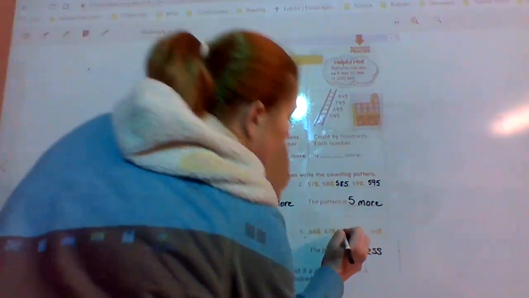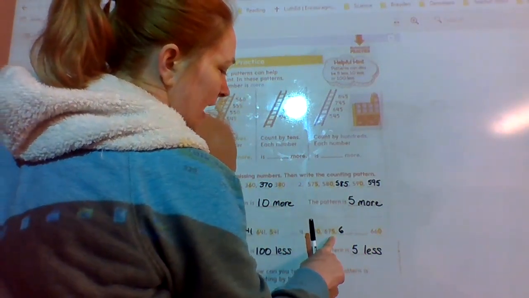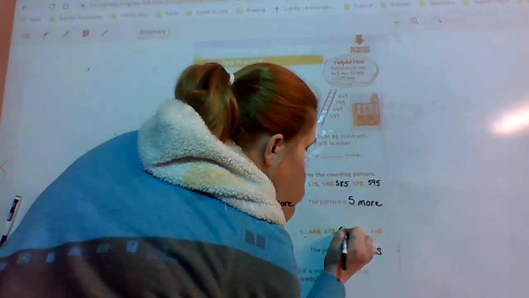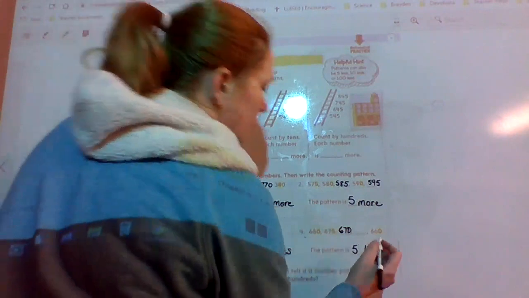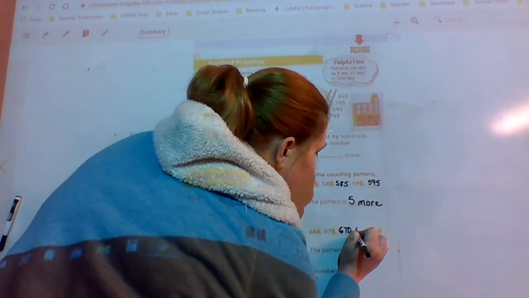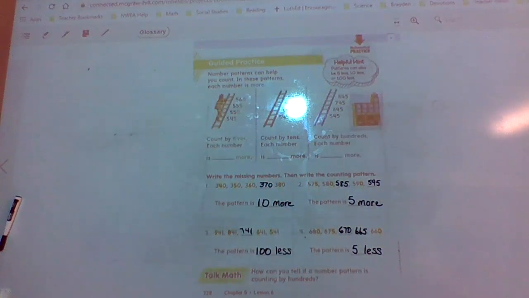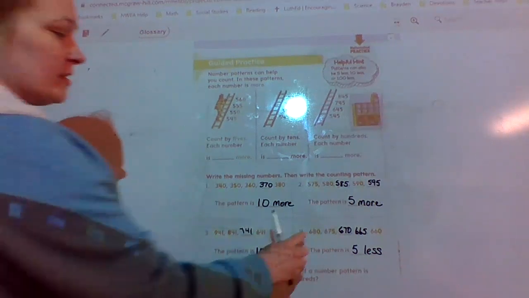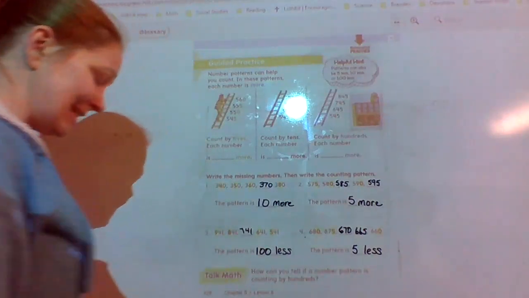We have 680, 675. Keeping with my pattern, we know it's going to be a 0, so it's going to be 670. And we know that a 5 has to go between the 2 zeros. And we know that it's 600 something. 10 less would be a 6. Okay? So we have 680, 675, 670, 665, 660.